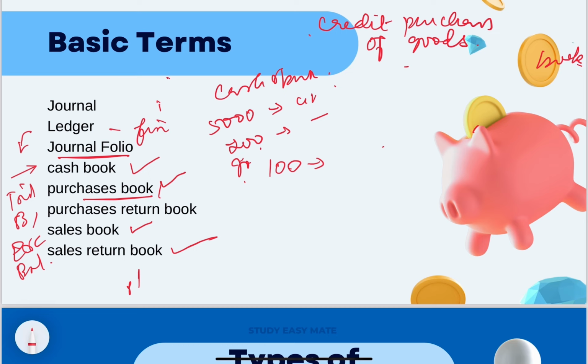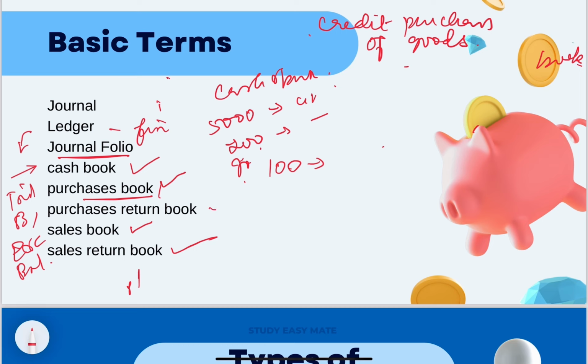The next is the purchases return book. Here you record goods returned to the suppliers. For example, you return damaged pens worth 200 rupees to a stationery shop. This is recorded in the purchases return book.